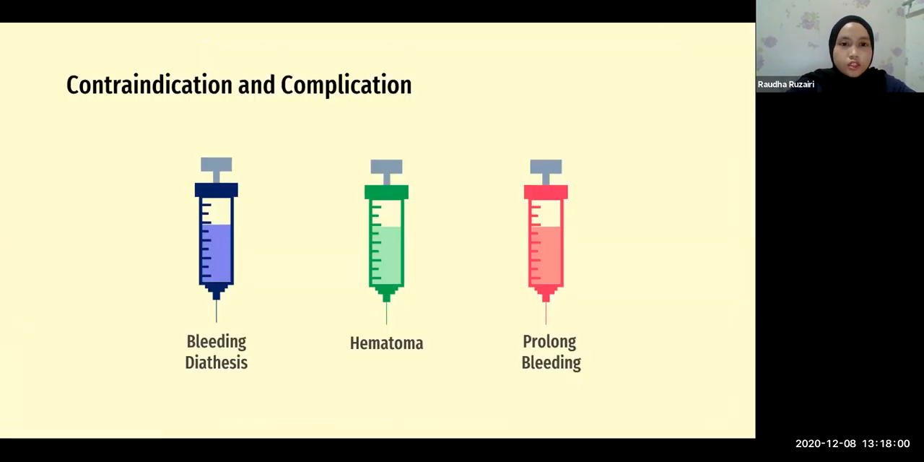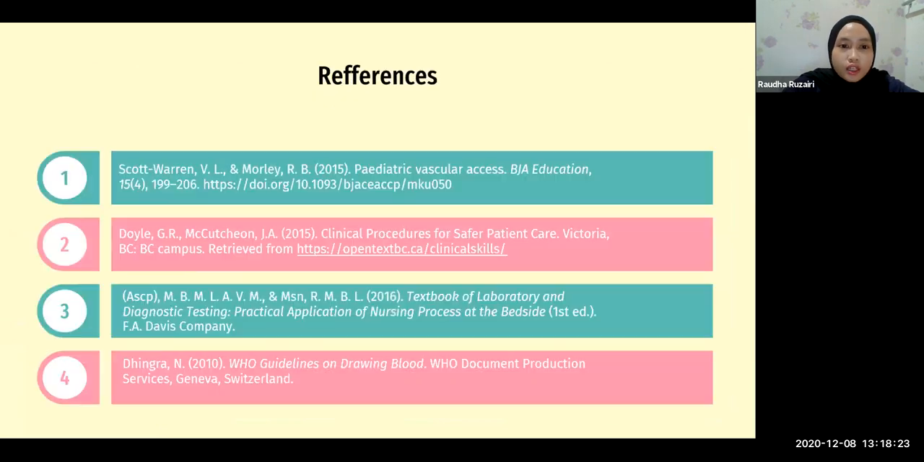Okay, so the next one we move to the contraindication and the complication. The contraindication is the same as intravenous placement. Do not do this in children with bleeding diathesis. And the complications are hematoma and also prolonged bleeding. Hematoma is when blood leaks into the surrounding tissue, and prolonged bleeding occurs in infants who take blood thinners or patients with coagulopathies. So I guess that's all.